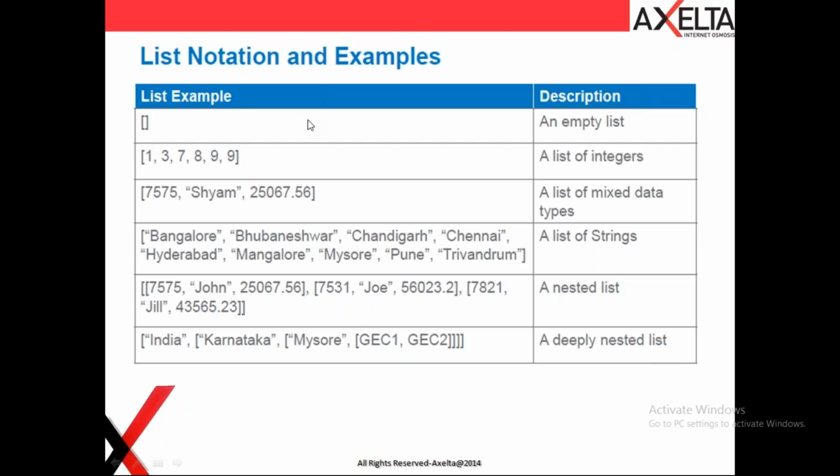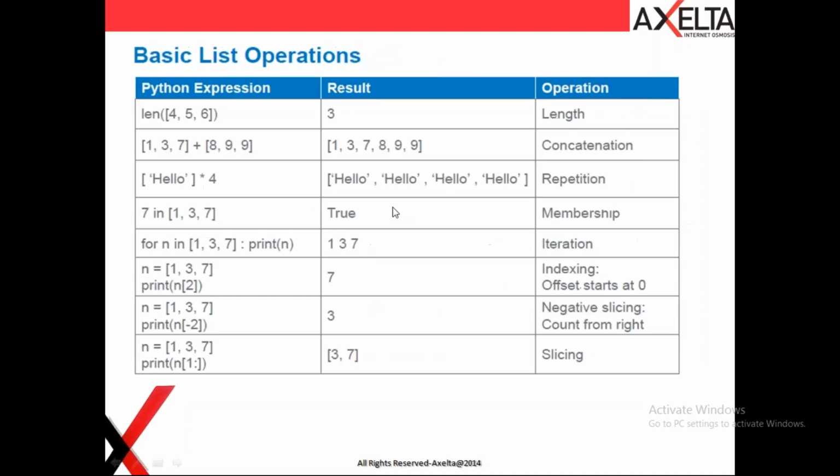Do you have an idea how matrix addition or multiplication will happen? Suppose you have declared two arrays. If you want to multiply them, how will the multiplication happen? In the same manner, nested lists can be used, and elements from the nested list will be accessed in the same manner. Is it clear? Okay, fine. So this is something about list notation and examples.